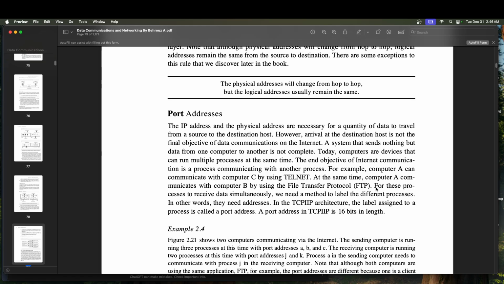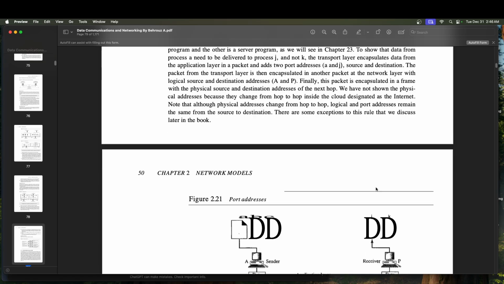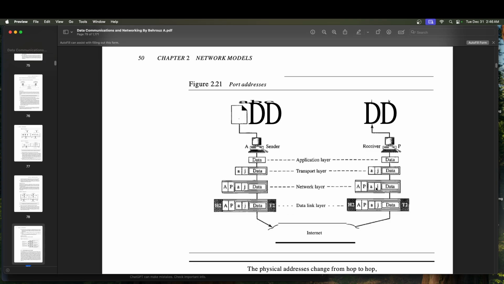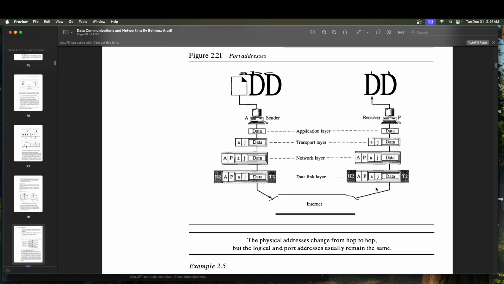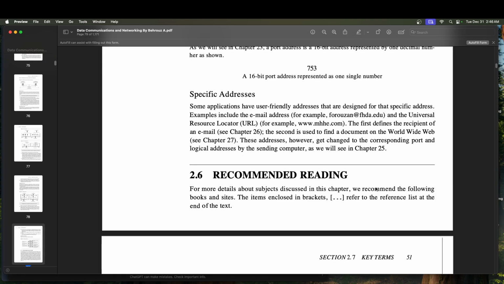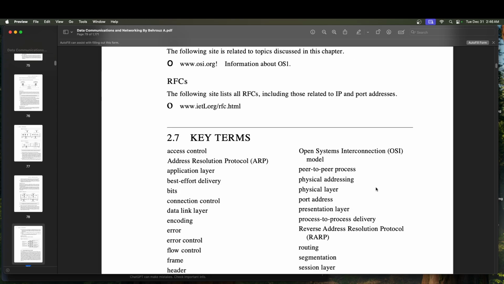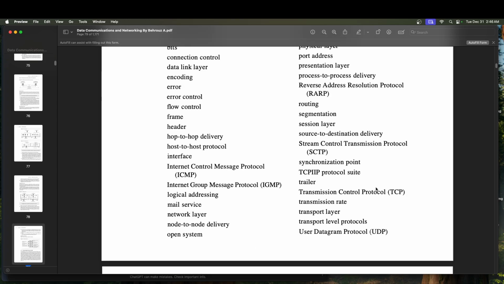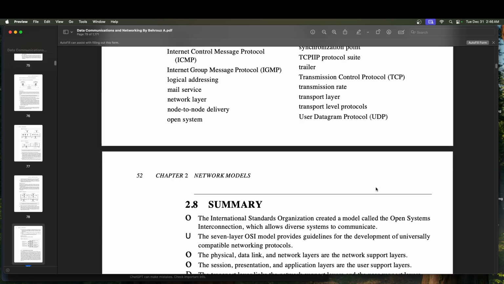Port addresses are basically the actual application requesting that. And then these are basically different protocols at different layers.